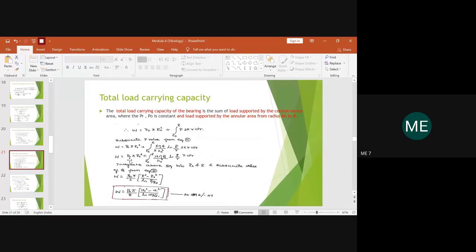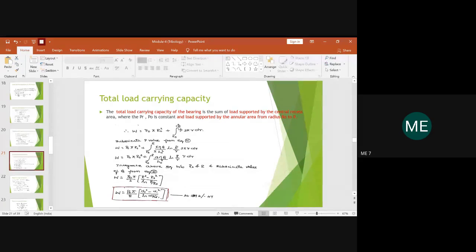P naught will remain the same. You will not do any change. So this part will remain the same: P naught, pi, and r naught square will remain the same. The only thing that changes is the elemental area, the elemental ring, which has been integrated from r naught to R. In that, you have to substitute the value for P.